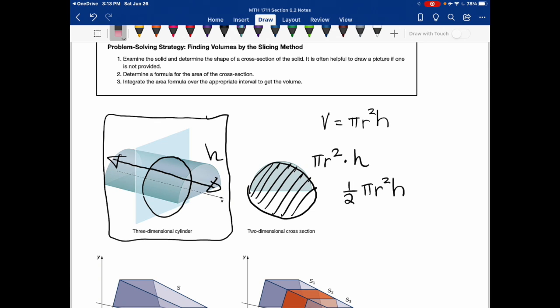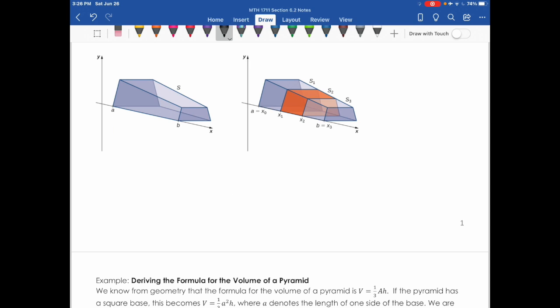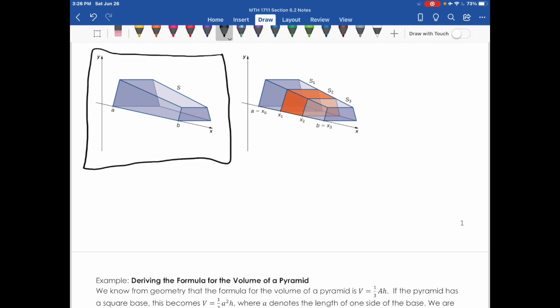But now if a solid doesn't have a constant cross-section and we don't have a geometrical formula for that volume, we can actually use the definite integral to calculate the volume of the solid using a similar method that we used when we found rectangles, and then added up the area of each of the rectangles under the curve to approximate the area. So now we're going to do a similar method, but now we're going to find cross sections and slices that are three-dimensional and add up all the volumes of the slices.